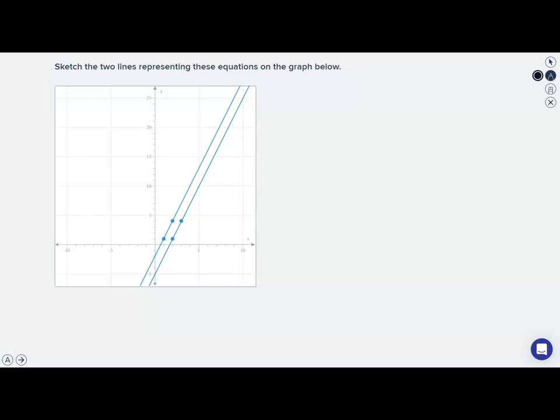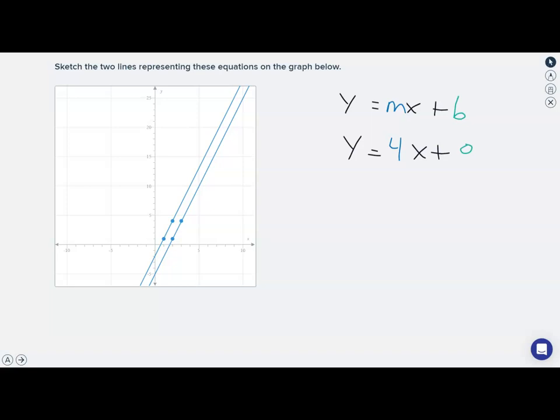The next part says, sketch the two lines representing these equations in the graph below. Well, if you recall, both of the equations were written in slope-intercept form, which has the equation y equals mx plus b, where m is the slope and b is the y-intercept. And our first equation was y equals 4x plus 0.